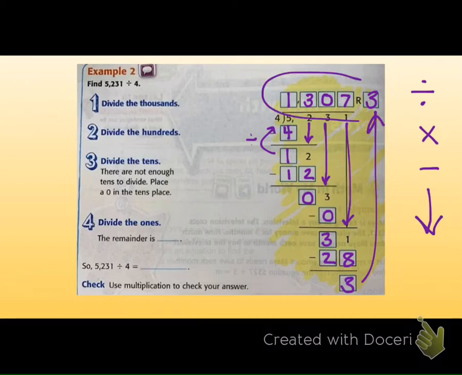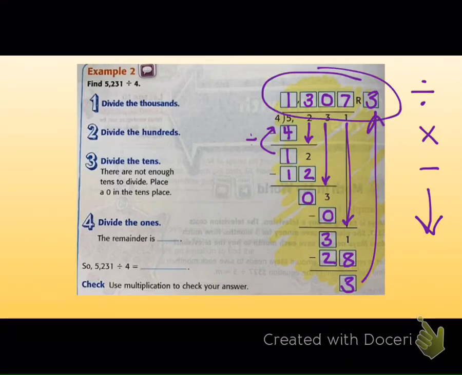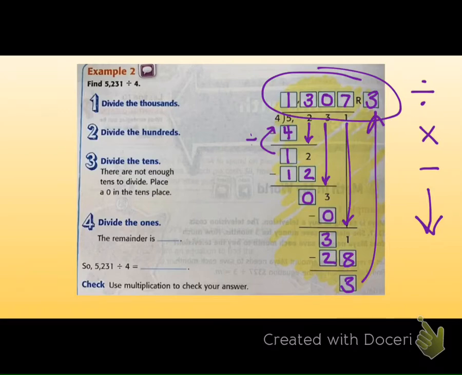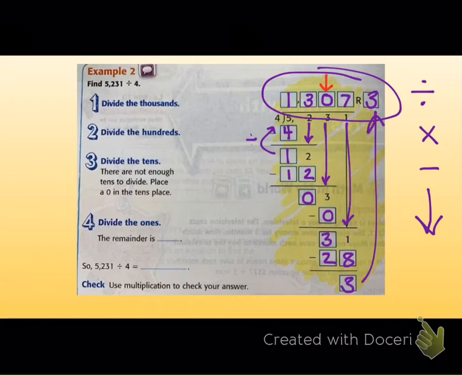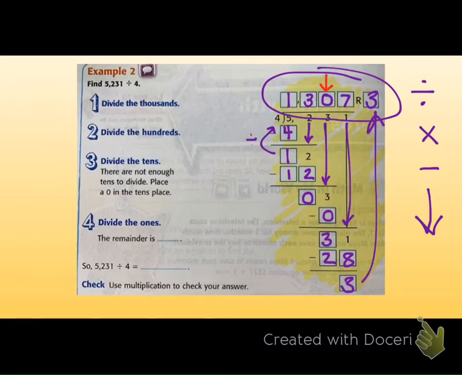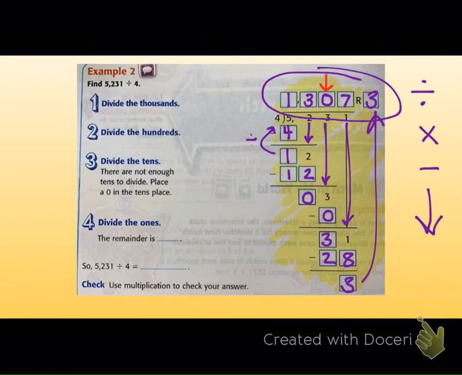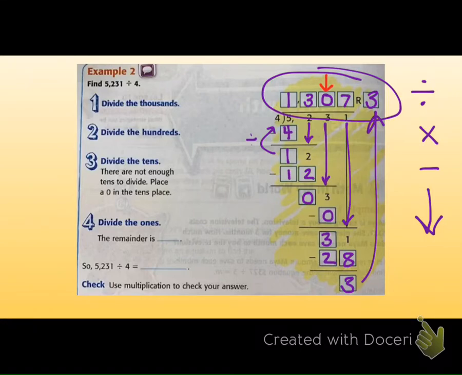So our answer, 1,307 with a remainder of 3. Now again, you don't have to get bugged out because we have a 0. That is just a placeholder in the tens column. We have to leave it there. If we do not have it there, we would have 137, and we know that's not correct. That would not be reasonable. So we have to have that 0 in there simply as a placeholder.